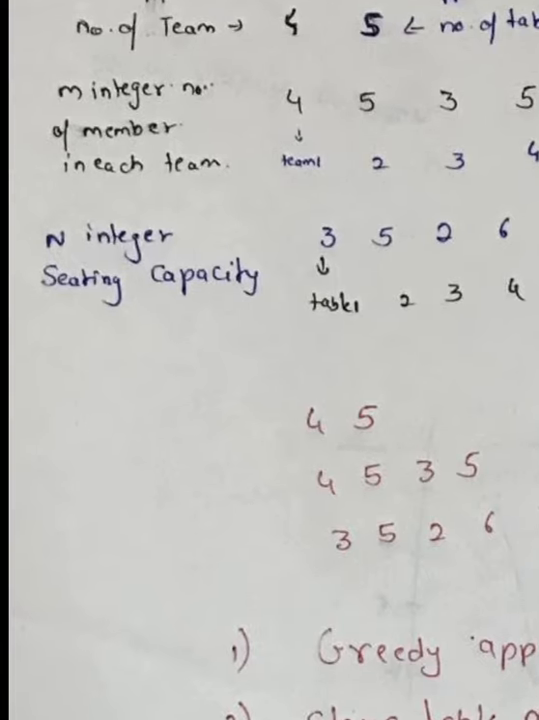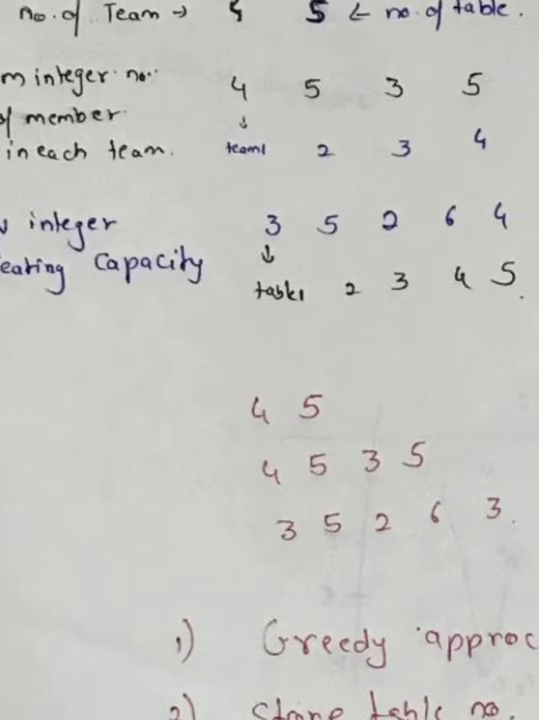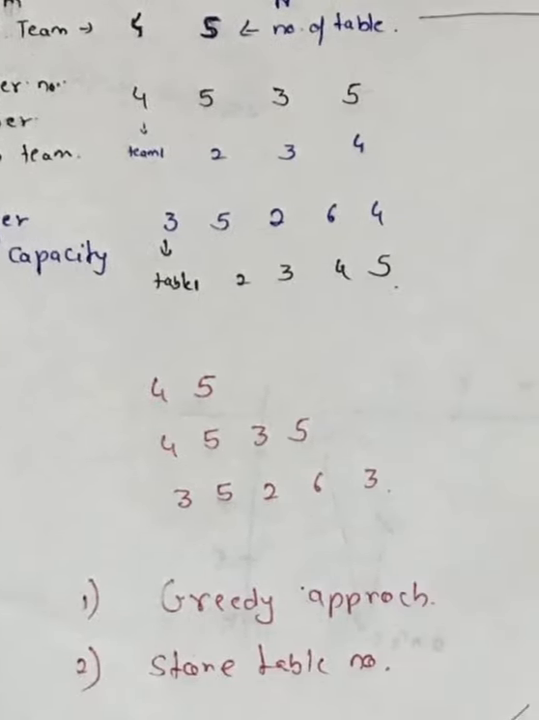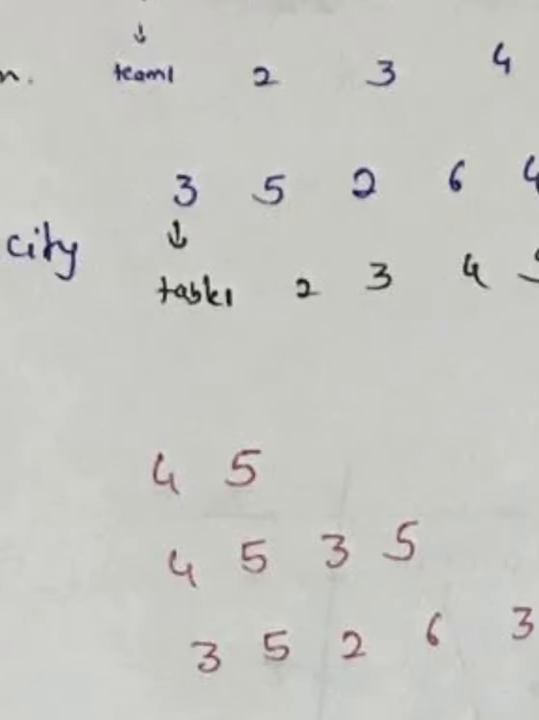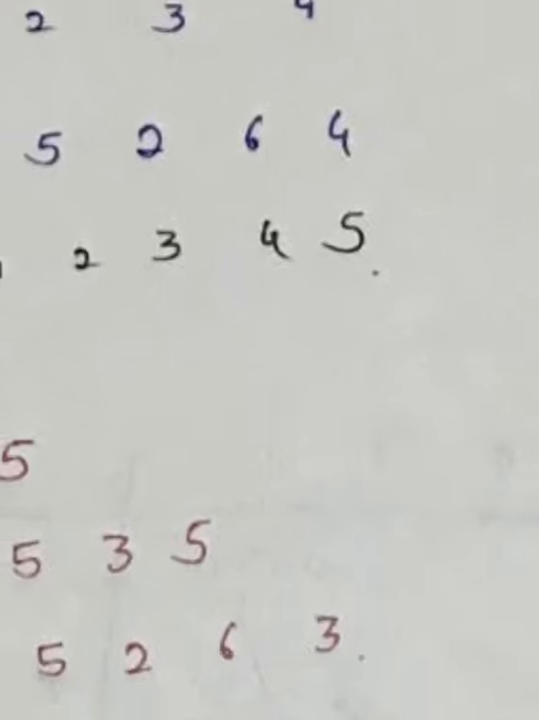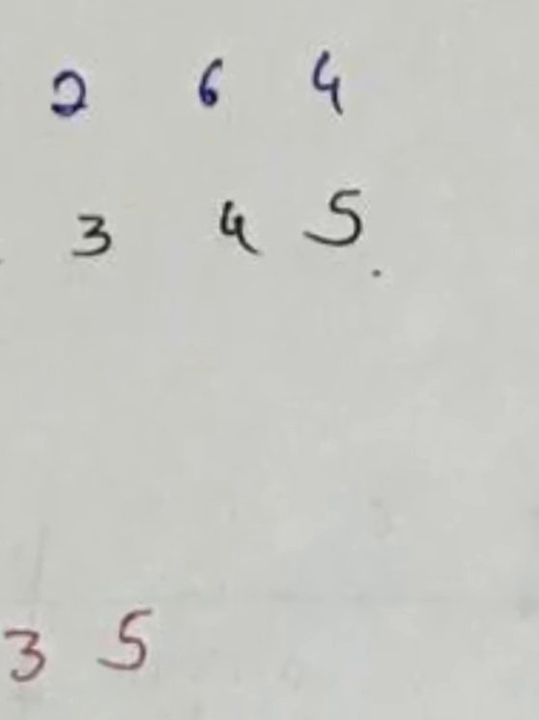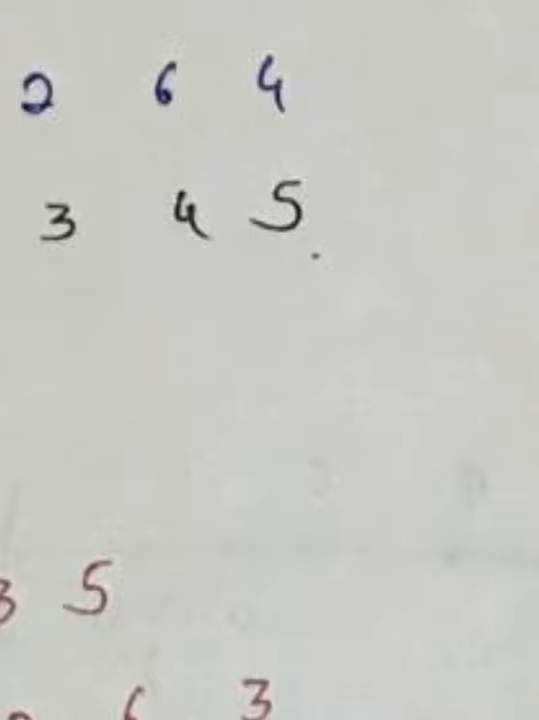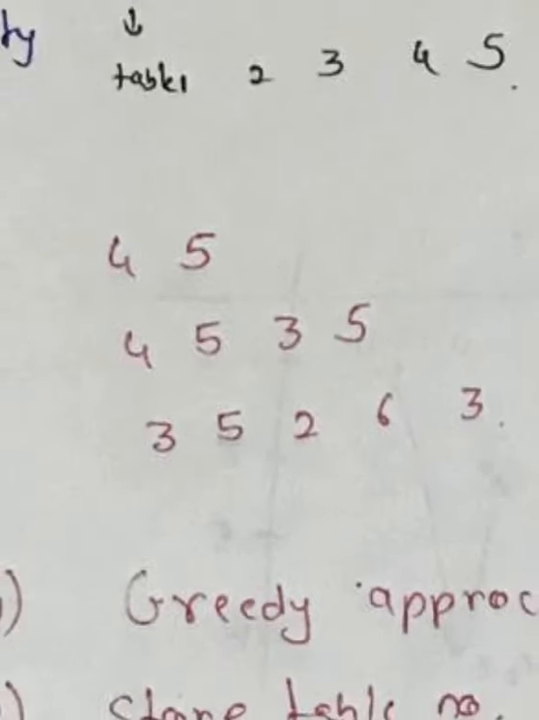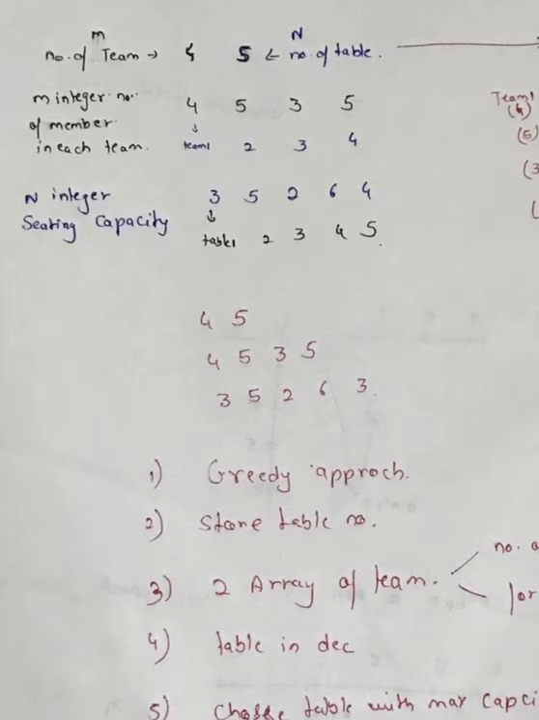And the third line in your input statement is nothing but n integers, the seating capacity of the tables. So table 1 has the seating capacity of 3, table 2 has 5, table 3 has 2, table 4 has 6, and table 5 has 4, and so on. And this is the second sample input. So there are 2 sample inputs.